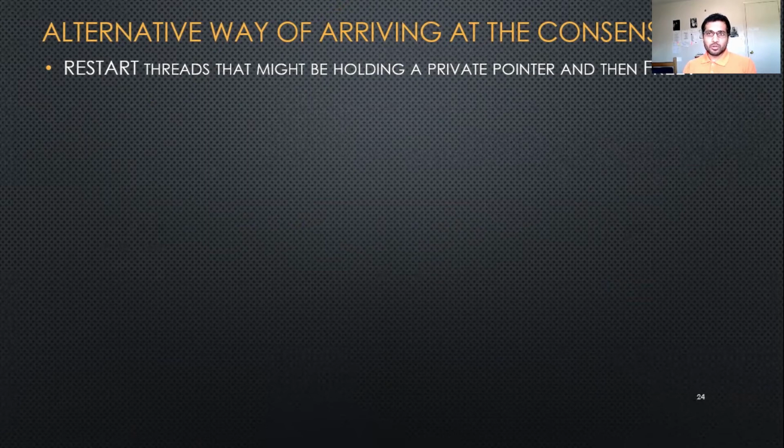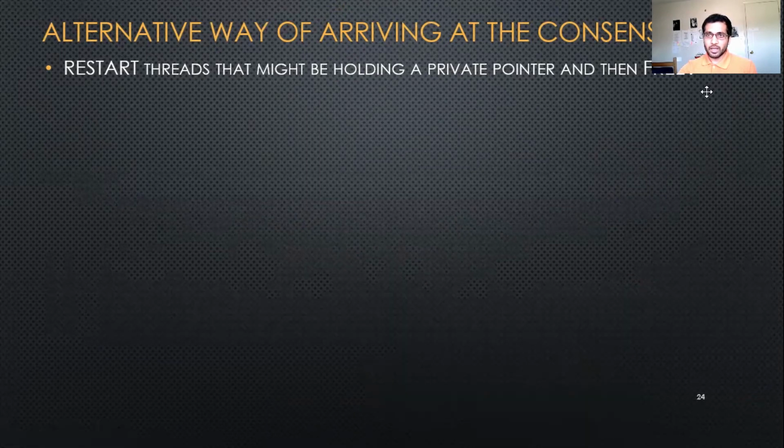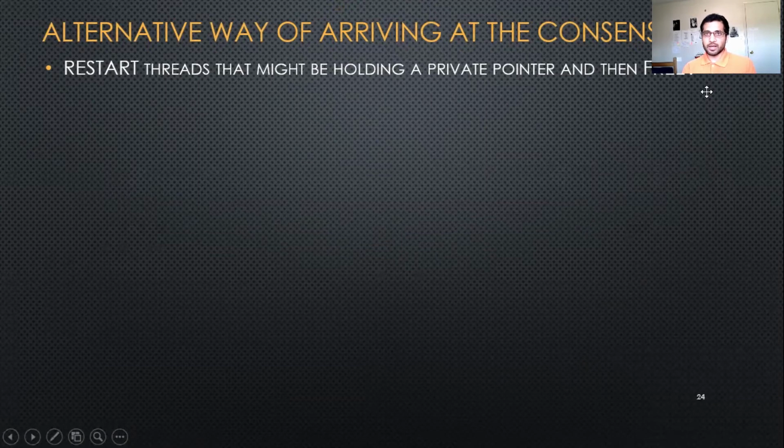So the core observation in consensus of NBR is that whenever a node is being freed, if somehow the thread could convey to other threads that it's going to free the node, so you should relinquish it if you are accessing the node. One way it could be done is that the other threads could restart, and in that process, they would give up the private pointers, and the thread which is trying to reclaim could safely free the nodes.